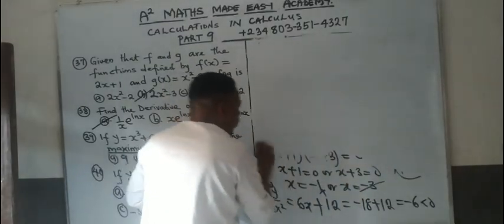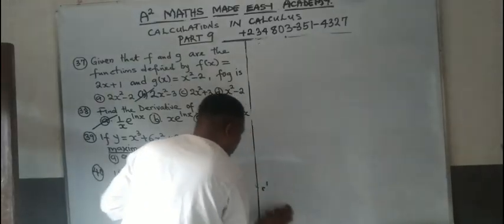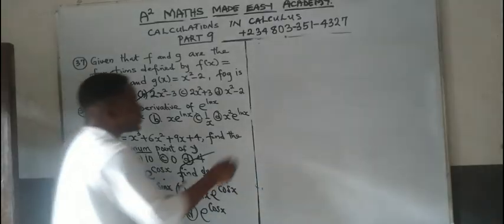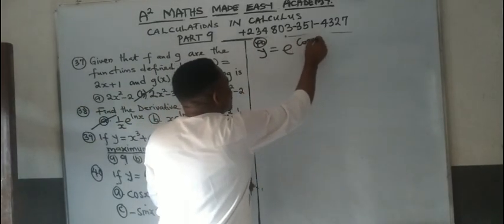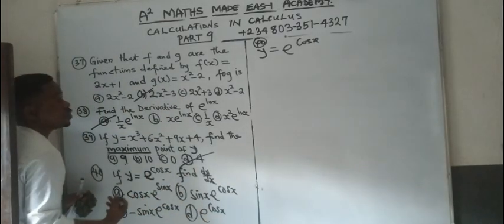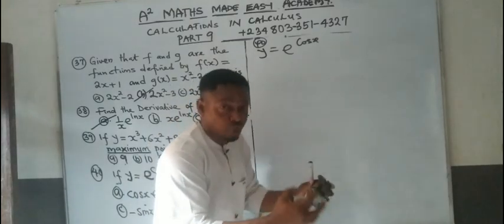The last question, which is question number 40. Can we observe this question? The question says, if y is exponential cos x, find dy/dx. Can we observe this question? Very simple. What did I say? Very simple. Permit me to use the shortcut first.